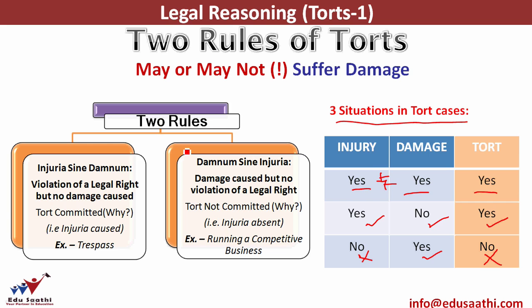You can understand these whole 3 situations by differentiating between the 2 rules which are used in the law of torts, where the damage and injury is determined. First is injuria sine damnum. Injuria means injury, sine means without, damnum means damage. Sine is a new word here. It means without. So it means violation of a legal right but no damages caused.